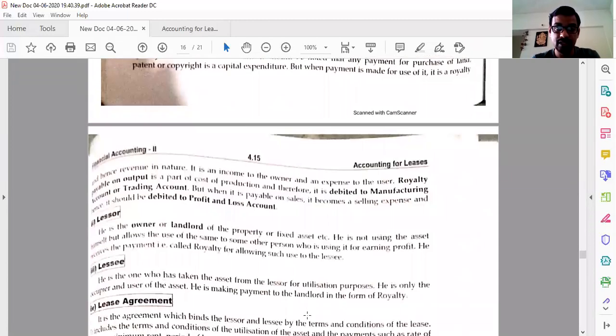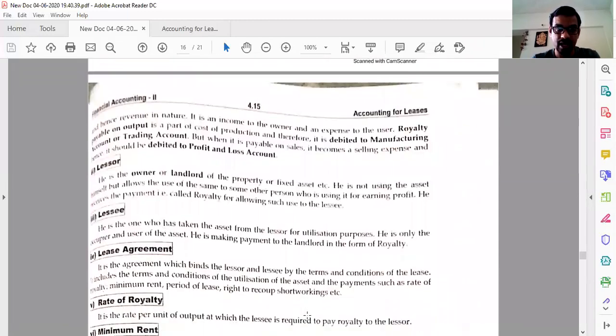Now the important terms involved under the royalty accounts. In that, first of all, lessor. He is the owner or landlord of the property or fixed asset. He is not using the asset, but allows the use of the same to some other person who is using it for earning profit. The next one is the lessee. He is the one who has taken the asset from the lessor for utilization purposes. He is only the occupier and user of the asset, and makes the payment to the landlord in the form of royalty.